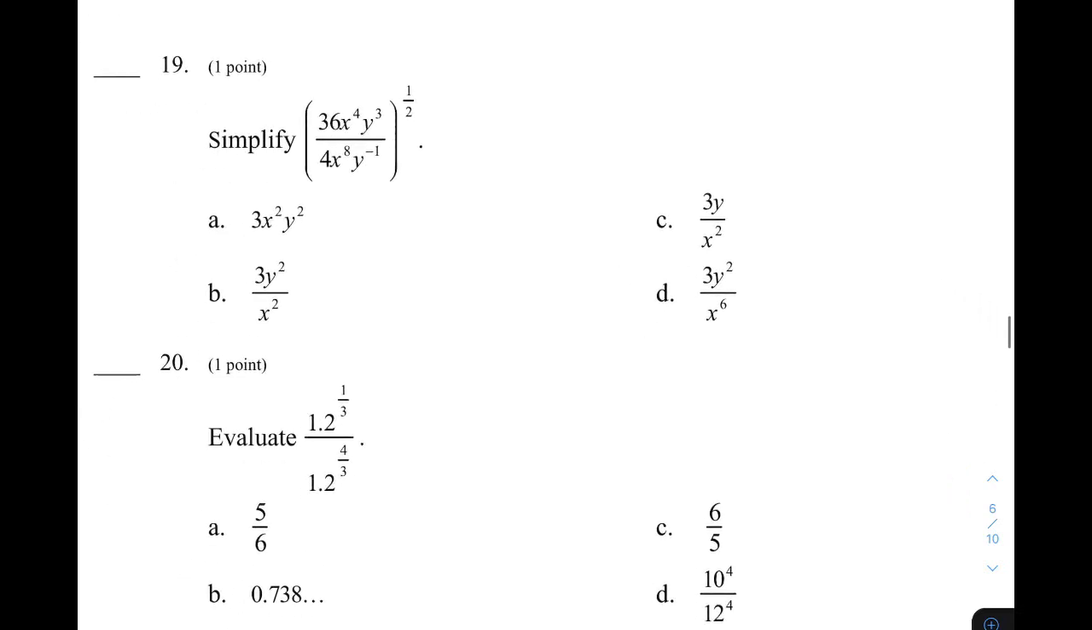For number 19, we're asked to simplify 36x to the 4th y cubed over 4x to the 8y to the negative 1, all to the power of a half. We could spread the exponent out to all of the terms on the inside, but I'm not going to start that way. I'm going to start by looking at 36 by 4, because 36 divided by 4 is 9.